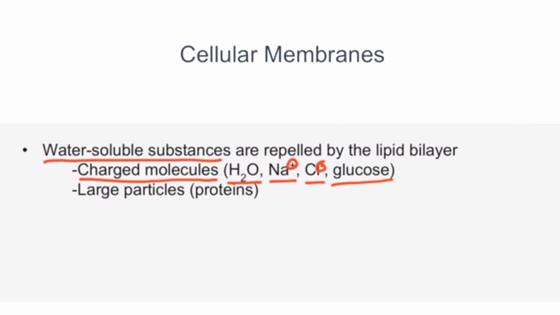Other things that cannot cross the cell membrane are large particles, for example, proteins. And this makes sense because if it's just too large to fit in between the phosphate heads of the cell membrane, then it won't be able to get into the cell.